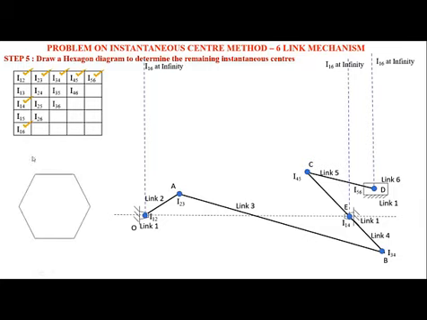So there are 6 corners of the hexagon. Each corner represents one link. So this first corner is link 1, second link 2, link 3, link 4, link 5, and link 6. Now the next thing is, all the instantaneous centers we have already located, we can mark over here. That means we have located the instantaneous center between 1 and 2, so we can represent I12 here. I12 is marked, I23 is marked, I34 marked, I45 marked, I56 marked, I16 marked.